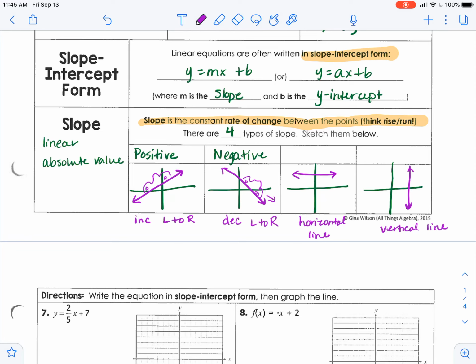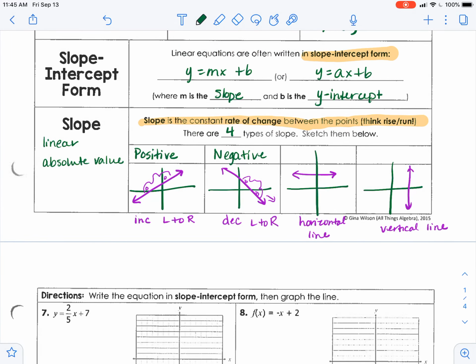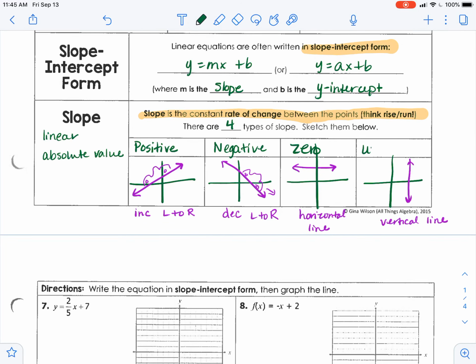Okay, whoops, I didn't put that up here. So 0, let me do my other color. Trying to get my color coded here. There we go. Okay, so this is 0, and this is your undefined.